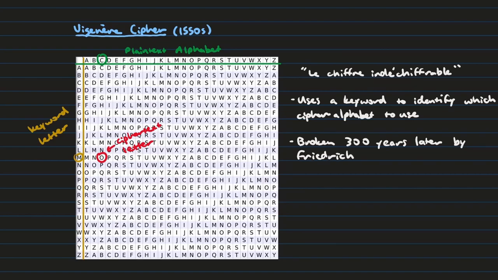Now, the Vigenere cipher wasn't broken for almost 300 years until a Prussian officer in the military known as Friedrich Kasiski, as well as a British inventor known as Charles Babbage, found a way to break it. Now let's take a look at how they broke this cipher.